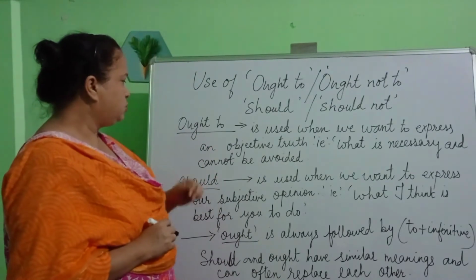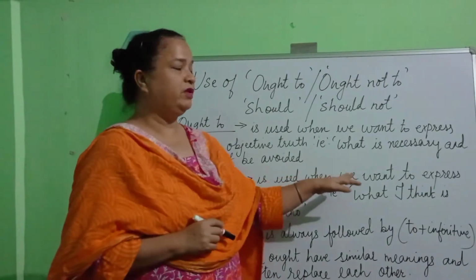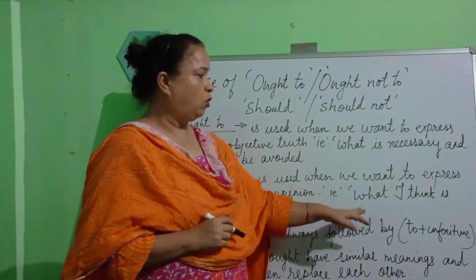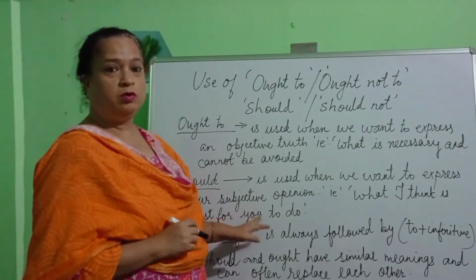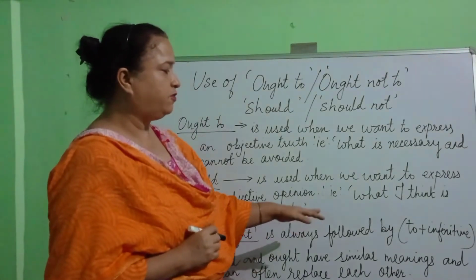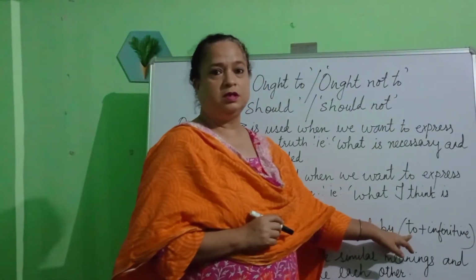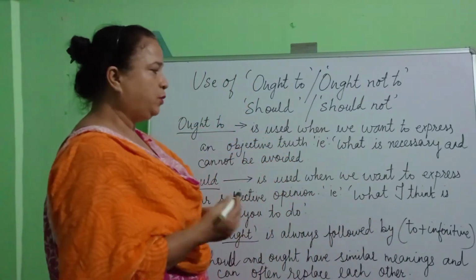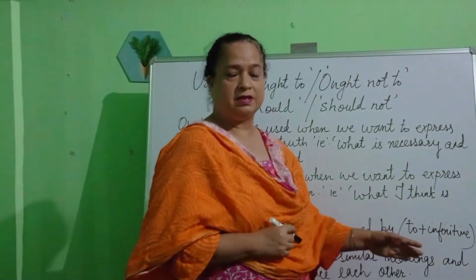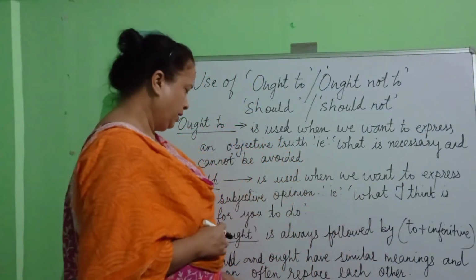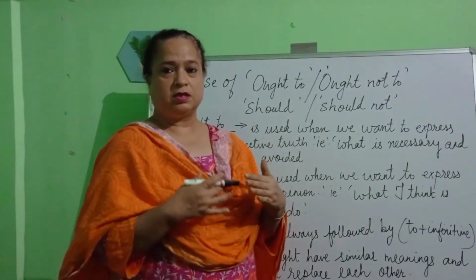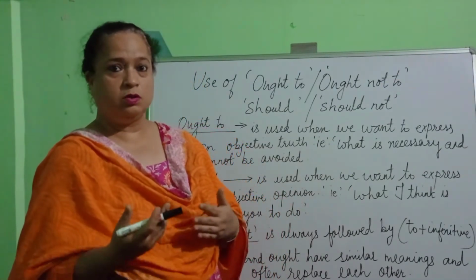Now, where do we use should? Should is used when we want to express a subjective opinion. That means what I think is best for you to do. So let us understand one more thing, that ought is always followed by the word to, okay? And then we write the verb. Now, should and ought have similar meanings. That means they have the same meaning and can often be replaced. We can also use ought to.